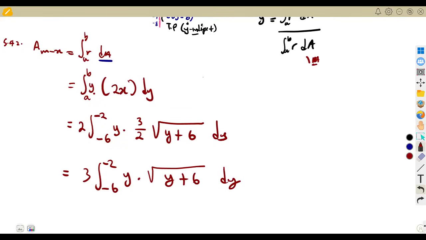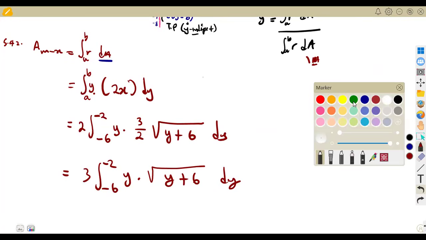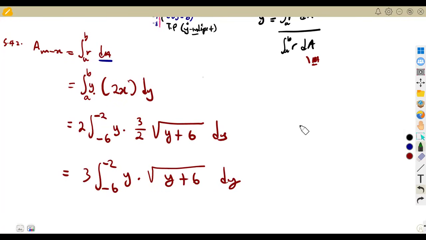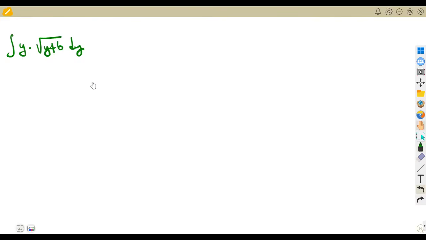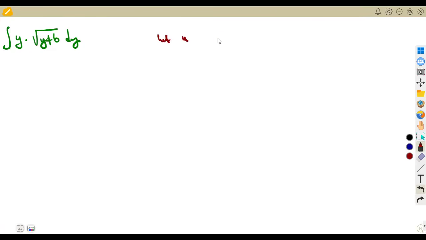I want us to get back to our substitution method. Remember, we had that in our N5. So here we want to integrate y times the square root of y plus 6 with respect to y. Okay, let us just put this aside. Using the substitution method, I can let the y plus 6, which is under the square root, be u, which is going to be a little bit easier. So let u be equal to y plus 6.